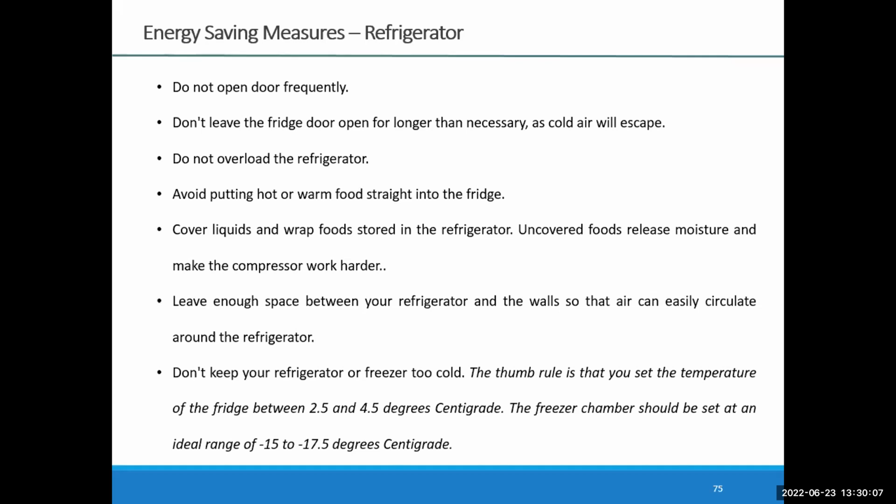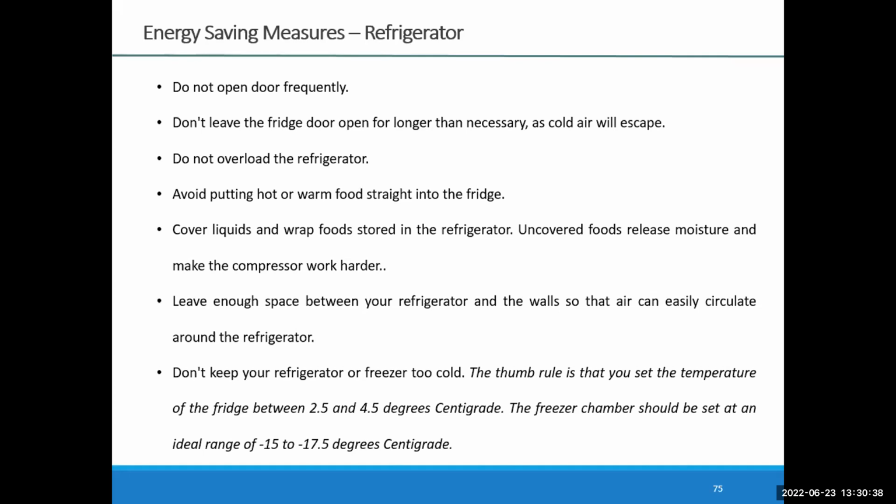So do not open and close the door very frequently or keep it open for more time, as the coldness inside the fridge will escape, and again the compressor will take more energy to cool the space inside. So do not overload the refrigerator. That means you should not keep the items inside the refrigerator beyond the capacity, or keep hot or warm food items inside the refrigerator.